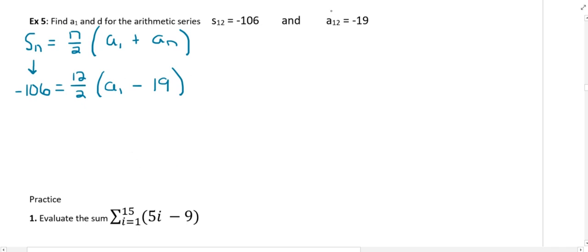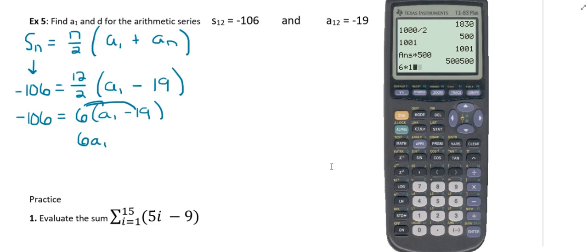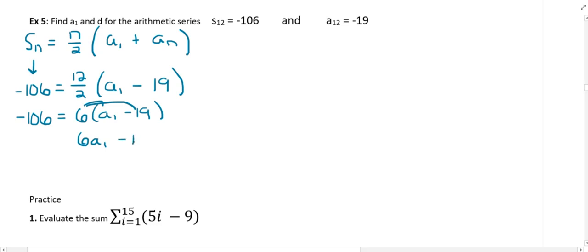I've got my a sub n, which is a sub 12, negative 19. It's the sum of 12 numbers, that gives you your n, and your sum is negative 106. So now we can solve for a sub 1. We've got negative 106 equals 6 times a sub 1 minus 19. So let's distribute that. You get 6 a sub 1, and 6 times negative 19 is going to give you negative 114. And then we'll add 114 to both sides.